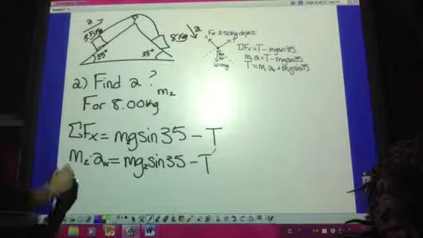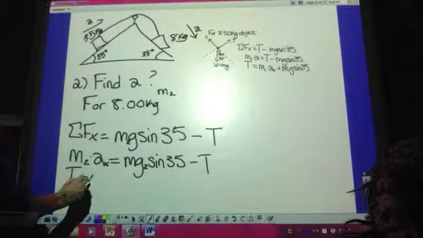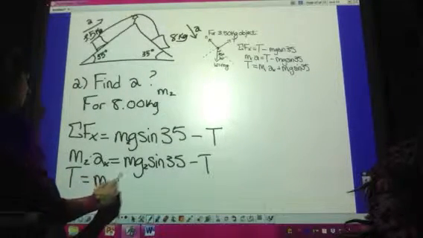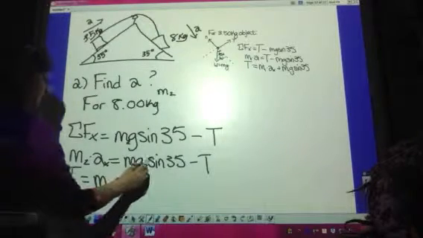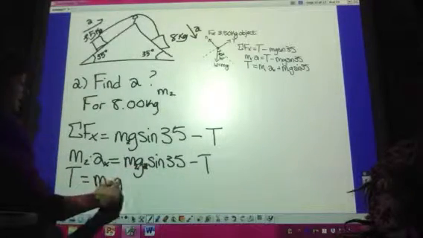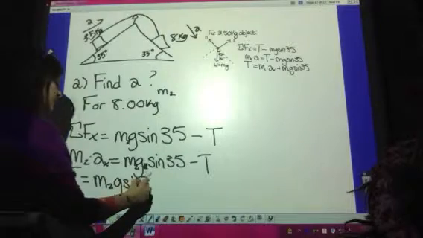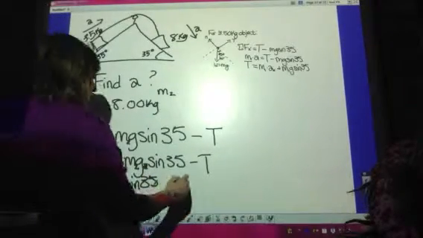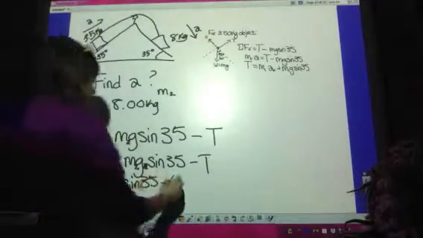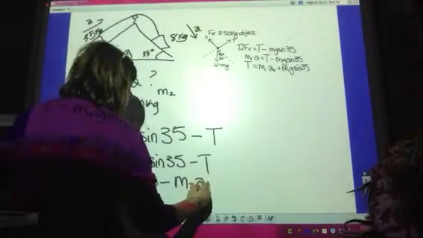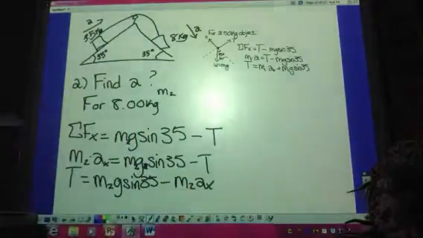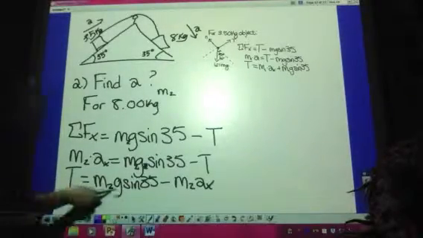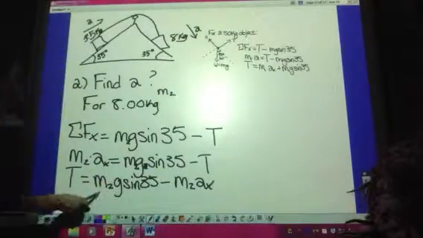That, I would get tension equals m2g sine 35, and then that would be minus m2 times ax. Well, I know that tension, if I'm thinking about the second mass, equals this one.